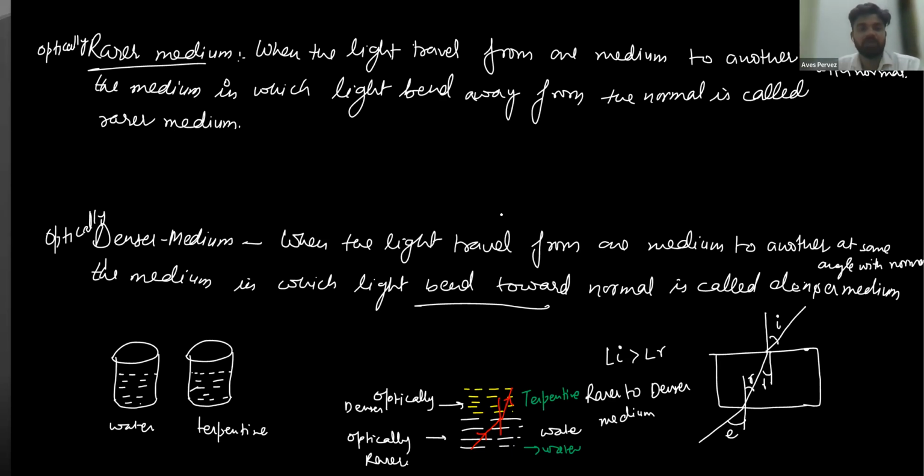Okay, so moving to this point, we have two types of medium that we are going to study. One is the rarer medium, another one is the denser medium. That is, one is the optically rarer medium, another one is the optically denser medium.